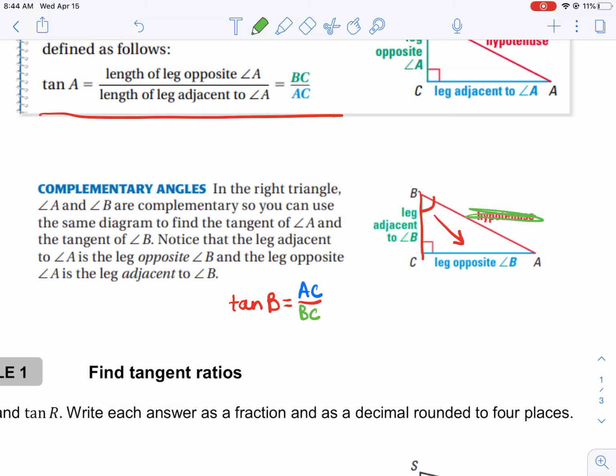Notice we do not use the hypotenuse. Okay, that's never going to be your adjacent side. You don't use the hypotenuse for the tangent. So, no hypotenuse for tangent.